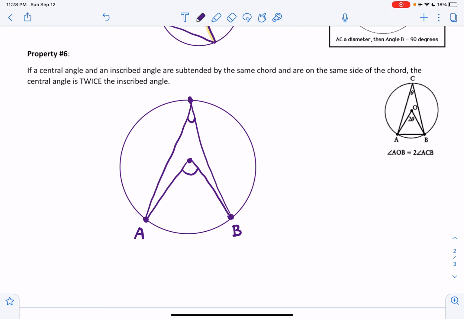If the little one was 30 degrees, this one would be 60 degrees. We can also do it backwards. So if this one was 50 degrees, this one would have to be half of that, so 25 degrees. I think this one is a little bit clearer than the others. The wording is really challenging. When we write out these properties, we write them out in proper mathematical terminology, which can be very overwhelming, but once you see the diagram, it's not too bad.